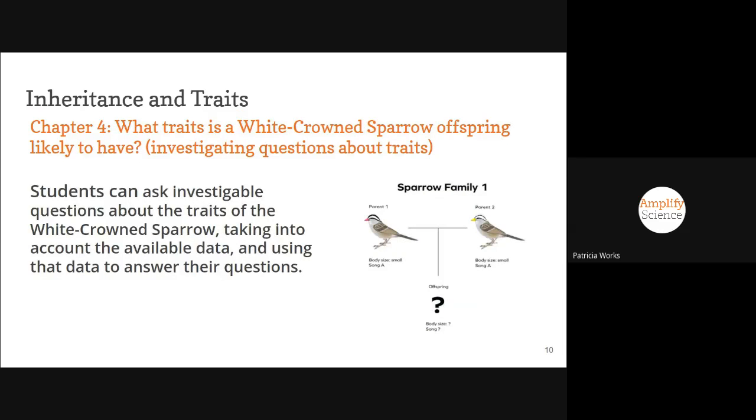In the final chapter of the unit, students apply what they've learned to investigate another species, the white-crowned sparrow. They learn that scientists can investigate questions by looking for patterns in data. They ask and write investigable questions about the traits of the white-crowned sparrow, taking into account the available data, and then using that data to answer their questions.